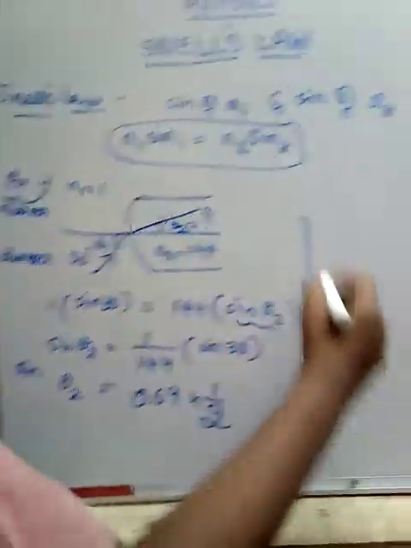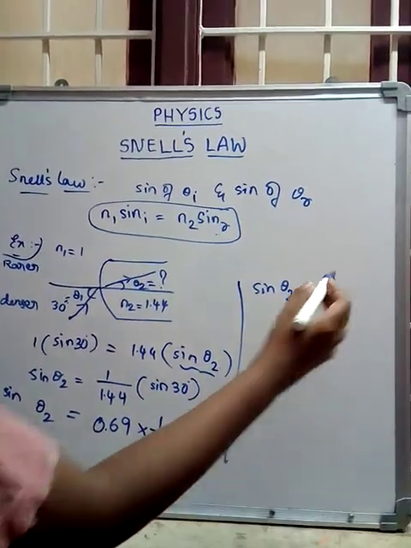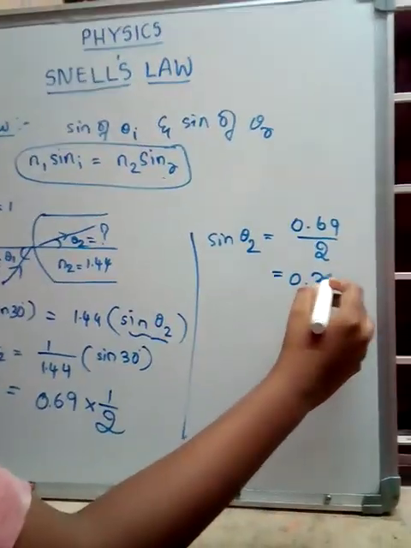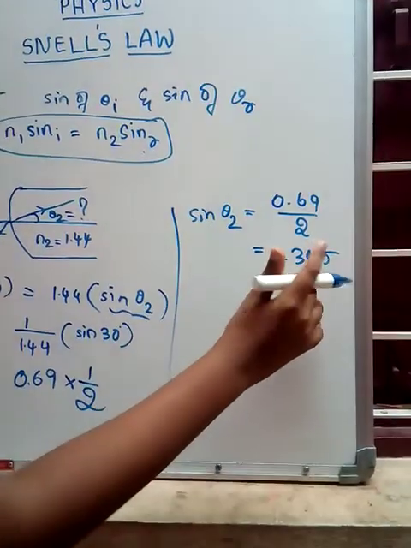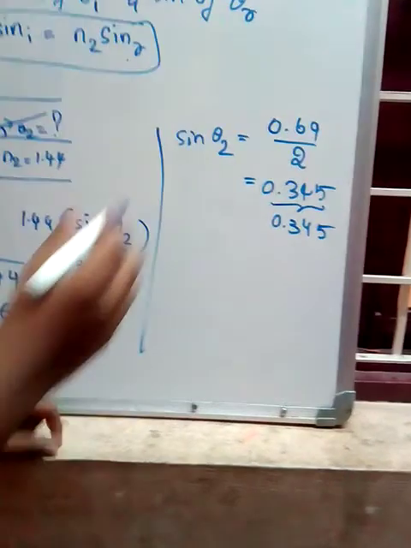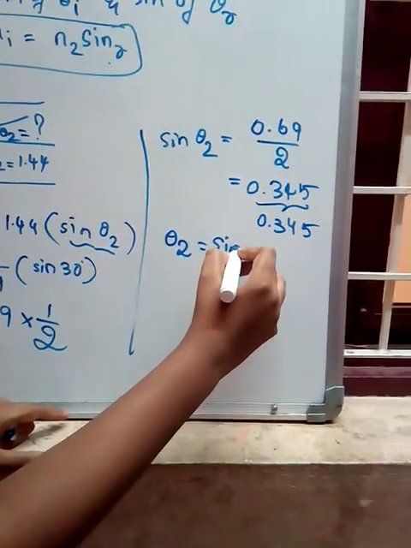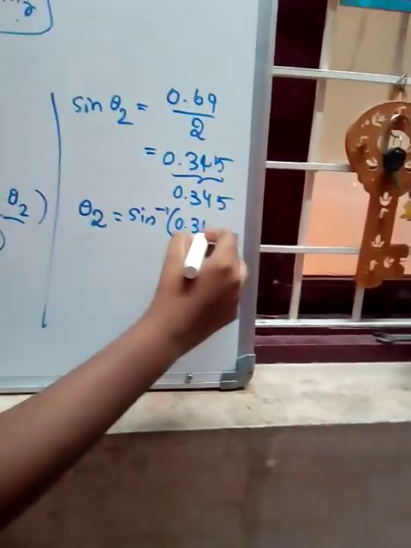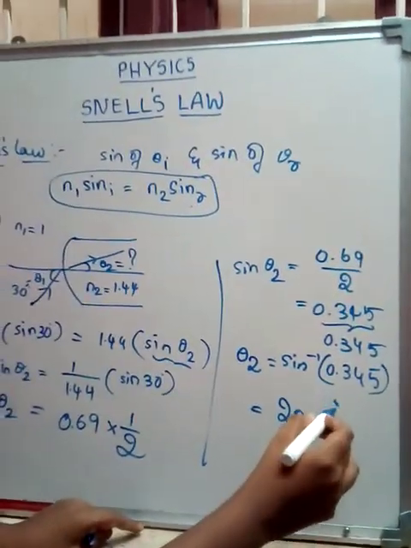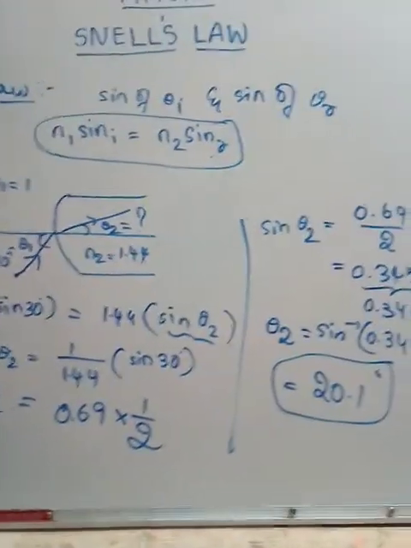Now sine theta 2 is equal to 0.69 by 2, which is 0.345. Now only theta 2 we want in degrees. So sine inverse of 0.345 is 20.1 degrees, which is the angle for the given example using Snell's law.